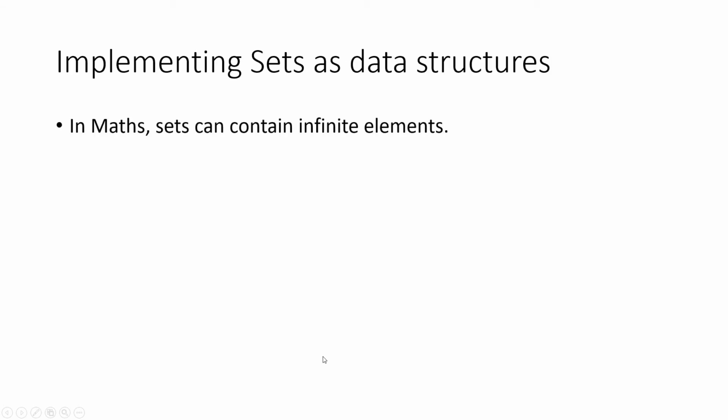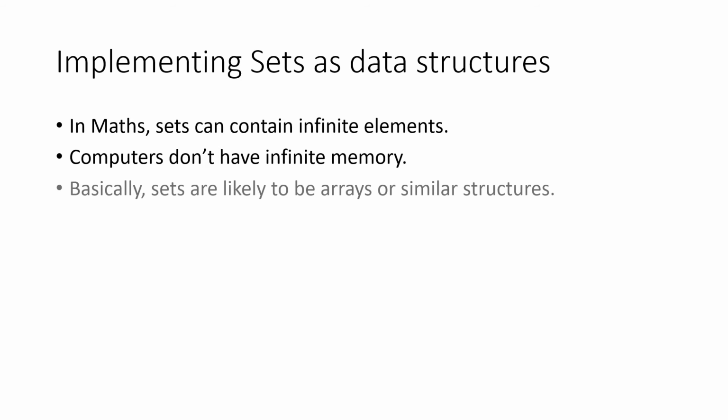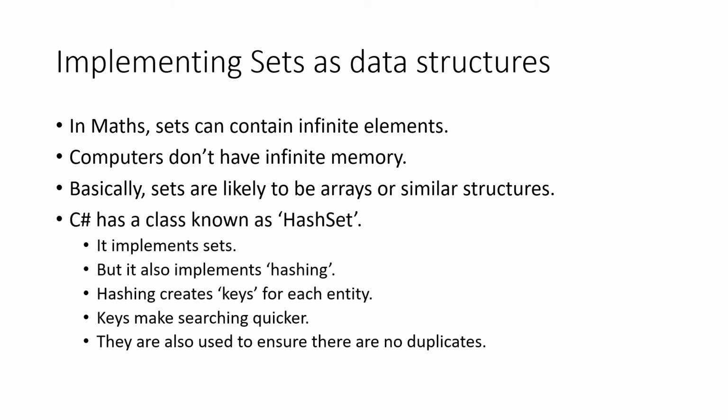So in maths, a set can contain an infinite number of elements. Computers, though, don't have infinite memory, so we can't really do that. So in programming, basically sets are likely to be things like arrays or similar structures. C#, for example, has a class known as a hash set. This implements sets. It also happens to implement hashing, which is technically unrelated, but it goes together quite well. Hashing creates keys for each entity. So each thing in your set also has a key, which is unique, and that makes searching for an item quicker, and also makes it easier to ensure there are no duplicates. That's why hashing is used for sets in C#. It's easy to remove duplicates.